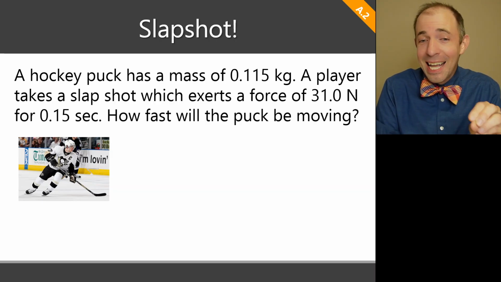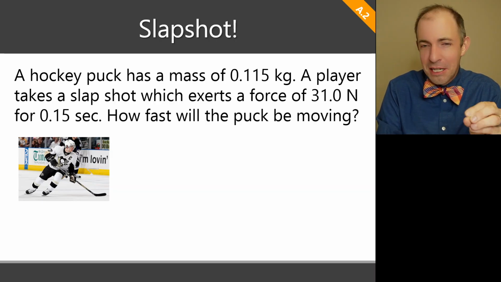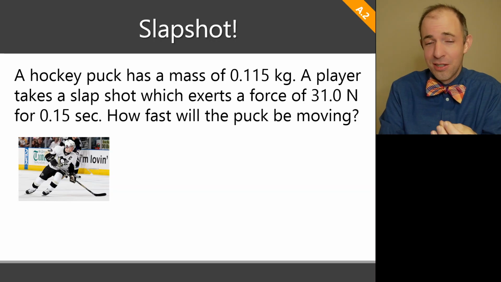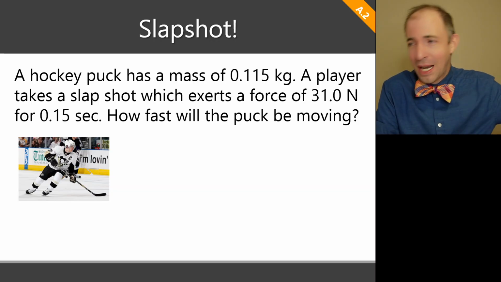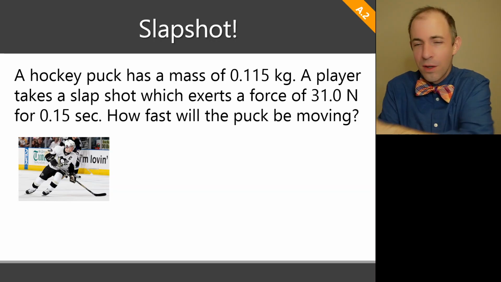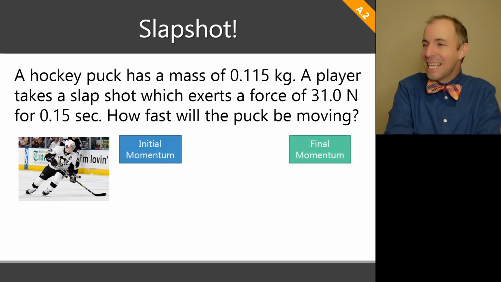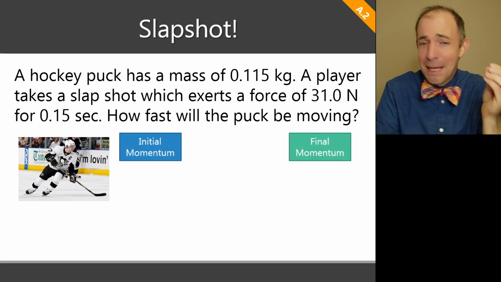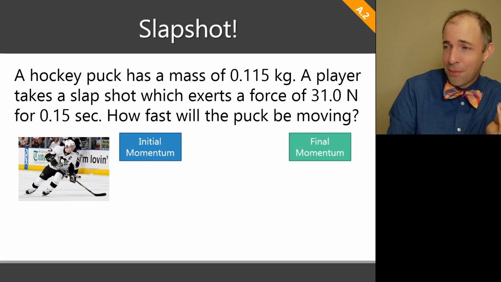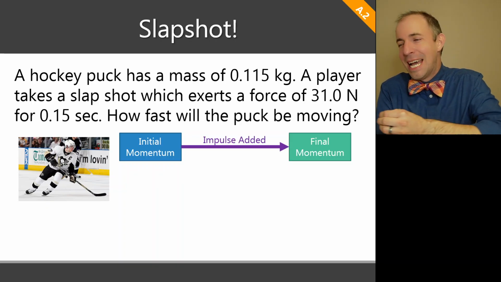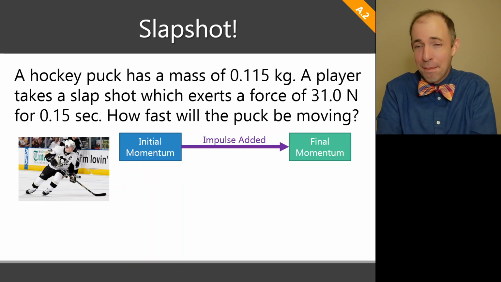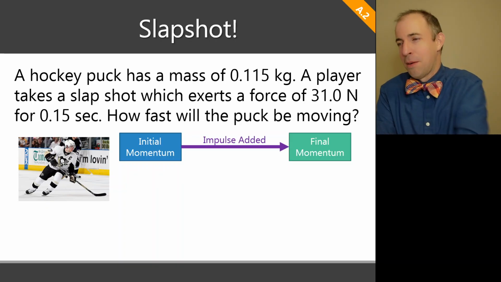Okay, I have a situation where clearly my momentum is going to change. It's going to speed up when I hit this, and I'm exerting a force for a certain amount of time. So I can think of it like this. We have some initial momentum and some final momentum, and then the thing that changes it is the impulse. The impulse is changing the momentum.